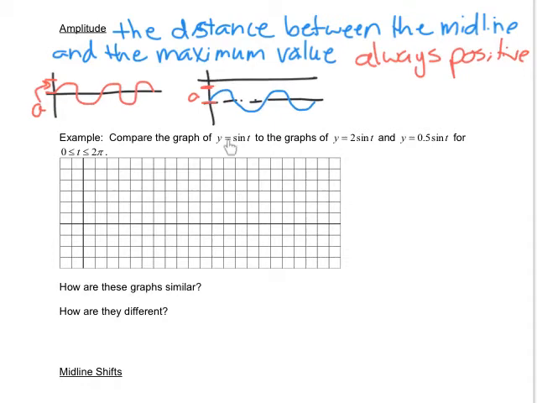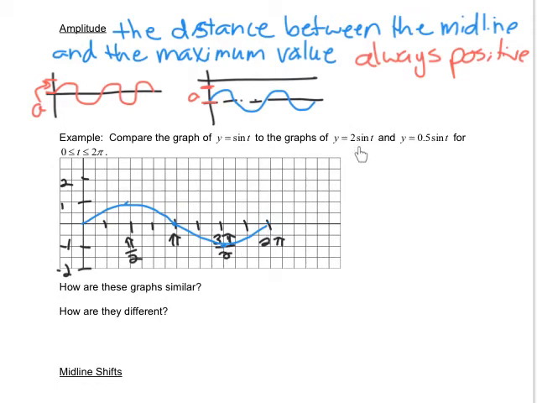Alright, so let's compare the graph of the regular sine curve to the graphs of 2 sine and 0.5 sine. So think to yourself, how is that going to affect the original graph? Well, let's start off by scaling our axes. So here we have our scaled axes, and we have the standard sine curve here. It starts in the center, it increases to 1 at pi over 2, center at pi, negative 1 at 3 pi over 2, then back to 0 at 2 pi again.